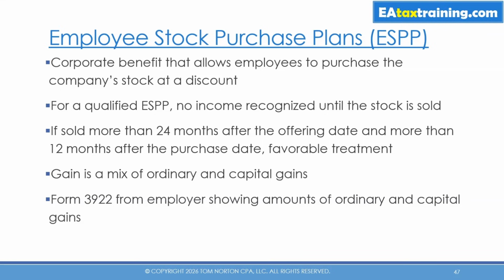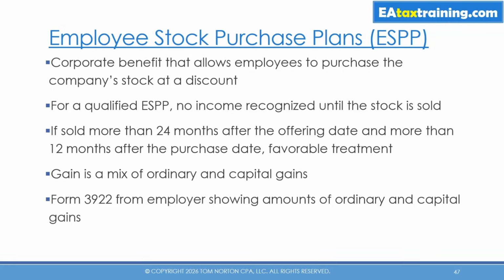So when they have one of these plans, they'll say, okay, we're going to allow you to buy company stock at a discount starting on a certain date, and you've got until some other date in order to buy it if you want to take advantage of this deal. So if you sell that stock, if it was more than 2 years after that offering date and more than a year after you actually purchased it, then you do get favorable treatment.